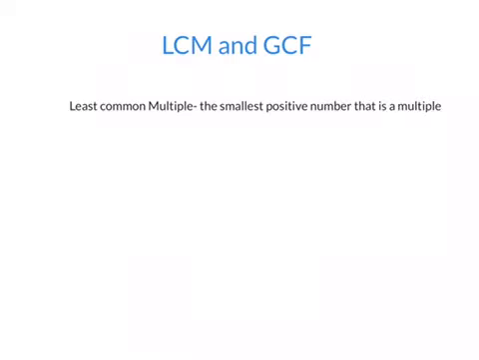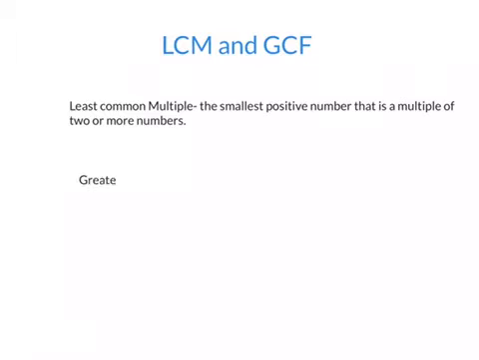Hey guys, today we're going to talk about the least common multiple and greatest common factor. So let's review what those two things are. The least common multiple, not multiply, the least common multiple is going to be the smallest positive number that is a multiple of two or more numbers. And we're going to review exactly how to find that here in just a minute.